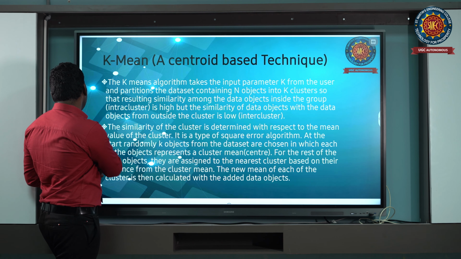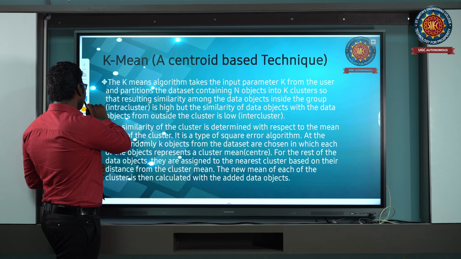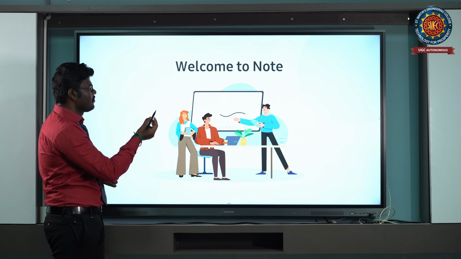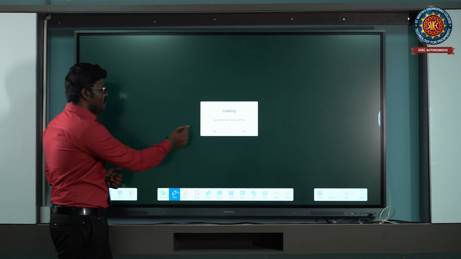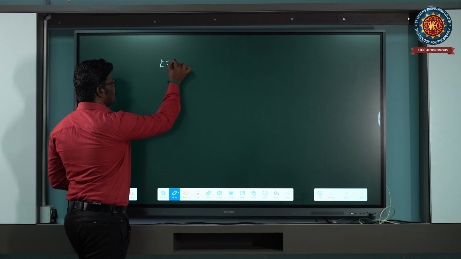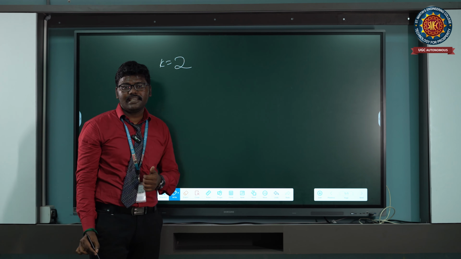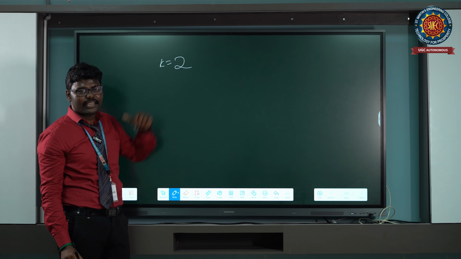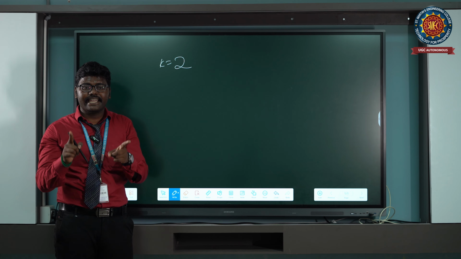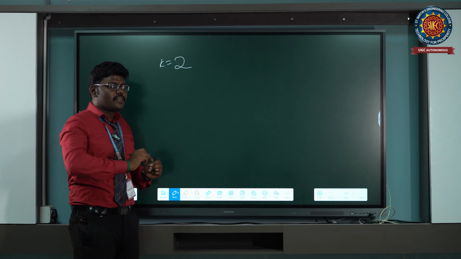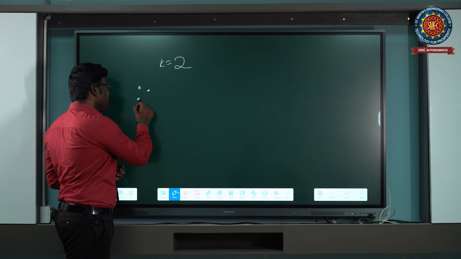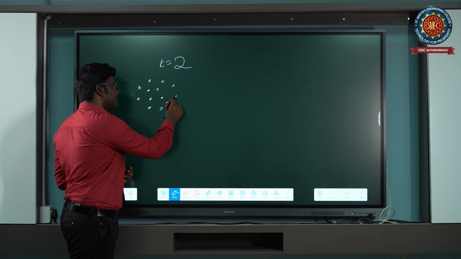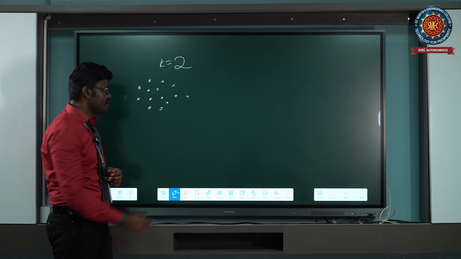For example, k is equal to 2, right? We get the input parameter k is equal to 2 from the user. That means we have to create only 2 clusters, right? Now we collect the data set. We take the data points. These are the data points, right?